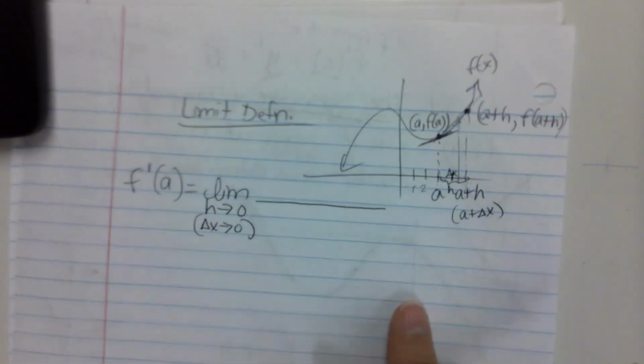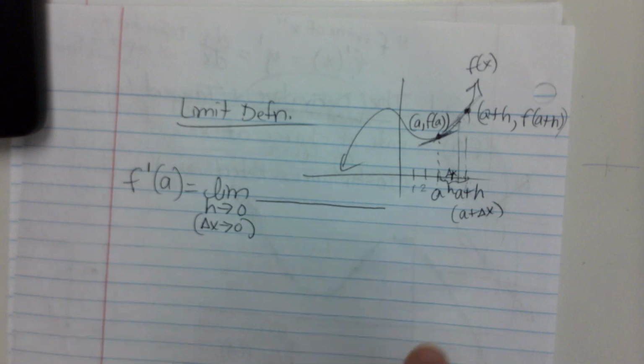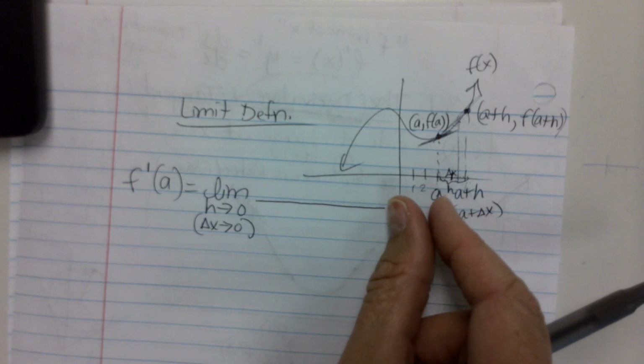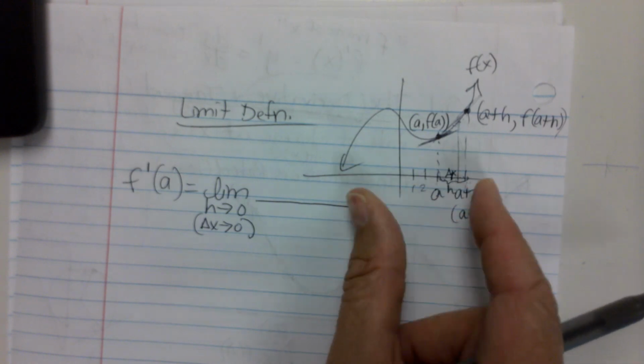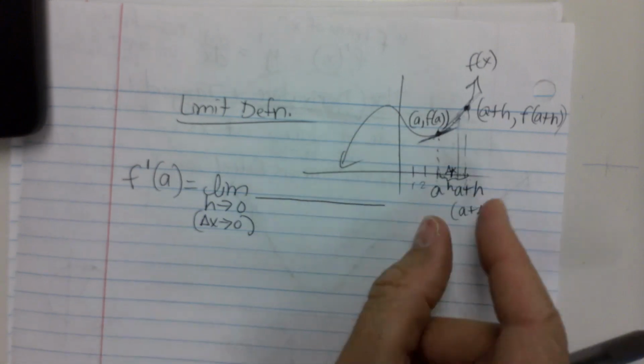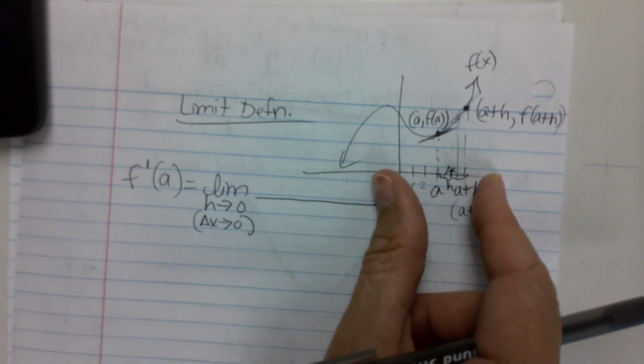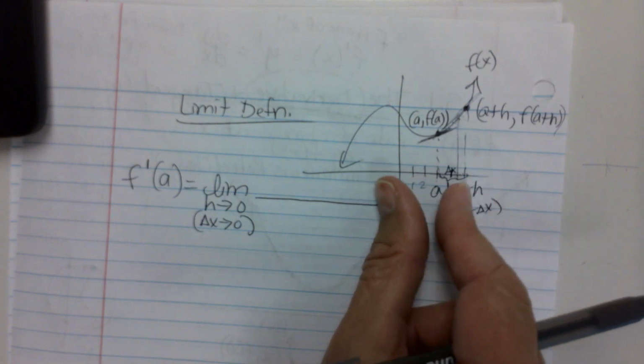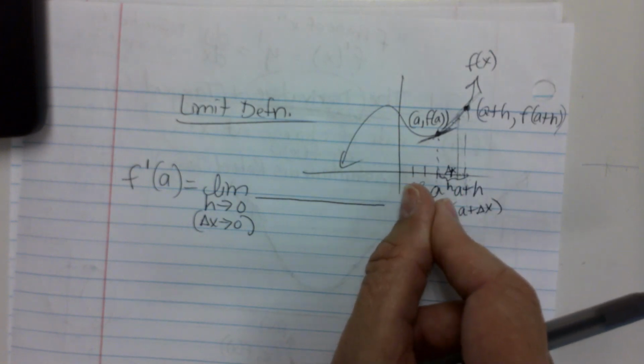This is why I think the alternative form is easier, to think of the x as approaching a. None of y'all had any trouble thinking x was approaching a, right? It's a little bit weirder to think h is approaching 0 or delta x is approaching 0, isn't it? Everybody good with that now, though? If that a plus h is approaching a, the h is approaching 0, right?